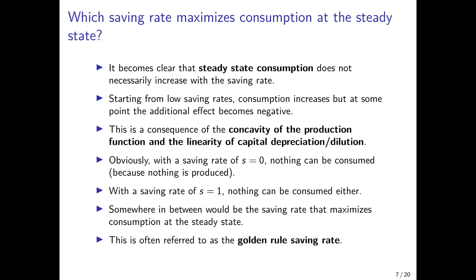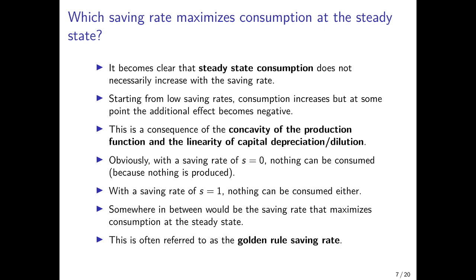And this is a consequence of the concavity of the production function, which is the case for the Cobb-Douglas production function, and the linearity of the capital depreciation and dilution curve. So each additional unit of output that can be generated by an additional unit of capital decreases due to the concavity of the production function, while depreciation and dilution increase linearly. And that means that at some point onwards, it will definitely be the case that the additional output that can be produced by increasing the saving rate is more than offset by the additional depreciation and dilution.